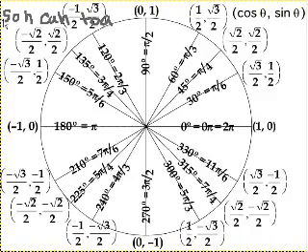But that told us that if we have a right angle, the sine of an angle is equal to the opposite side over the hypotenuse. The cosine of an angle is equal to the adjacent side over the hypotenuse. And the tangent is equal to the opposite over the adjacent side.